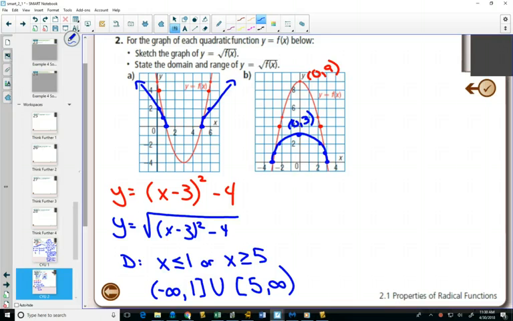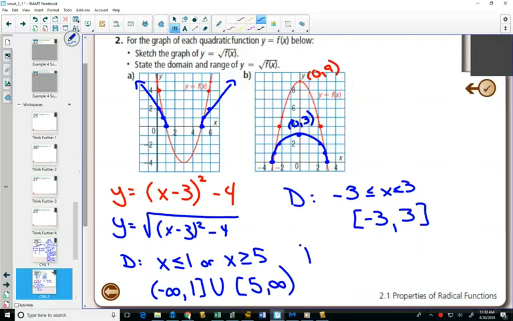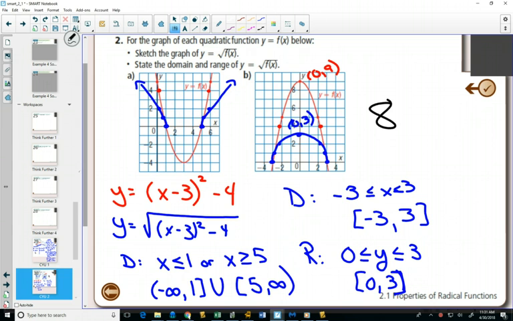Domain of this one is between -3 and 3. Interval notation, you would write it like this. The range of this one is between 0 and 3. Whoops, square brackets. And question number 8 for practice on this one.